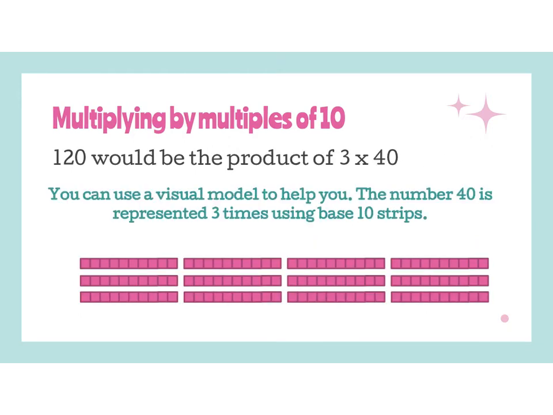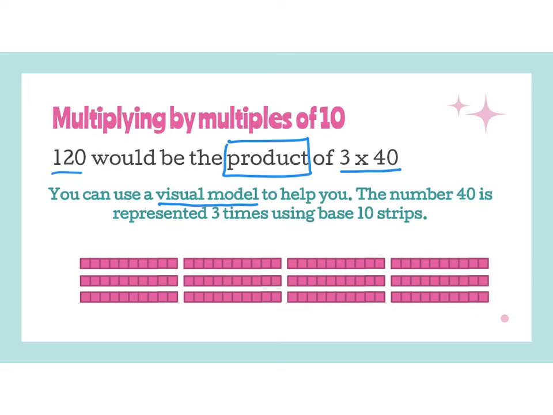Let's now look at multiplying by multiples of 10. 120 would be the product of 3 times 40. And remember, the word product means the answer in a multiplication problem. You can use a visual model to help you. Let's look at the number 40 down below in our visual model.